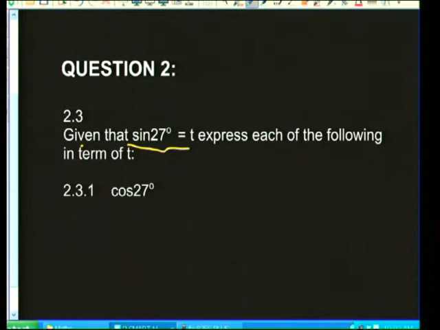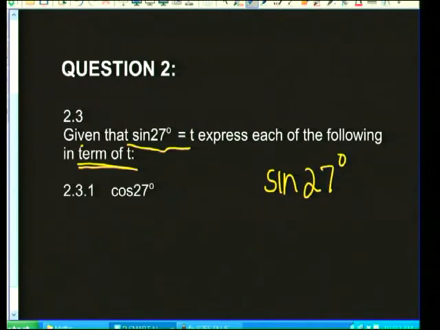Let's look at another part of question 2. It says, given that sine 27 is t, express each of the following in terms of t. And that's very important. So we're given sine 27, and we need to find cos 27. There's no relation in these. So let's first work with sine 27.